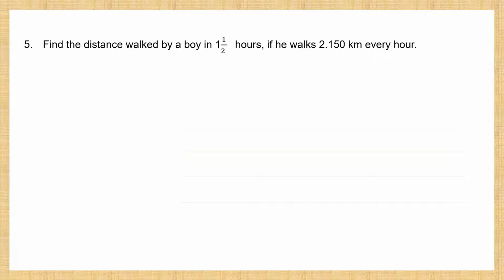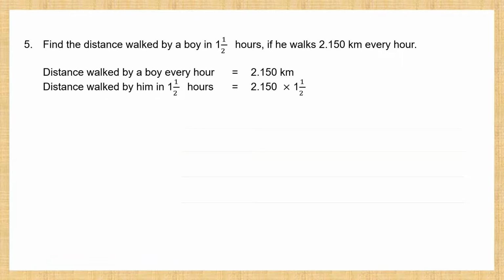So you need so much cloth for 5 shirts. Question 5. Find the distance walked by a boy in 1.5 hours if he walks 2.150 kilometers every hour. Okay, so I hope you have understood the problem. He is walking 2.150 kilometers every hour. So what distance will he walk in 1.5 hours? So let's start our statement. Distance walked by a boy every hour is 2.150 kilometers. Distance walked by him in 1.5 hours is 2.150 into 1.5.